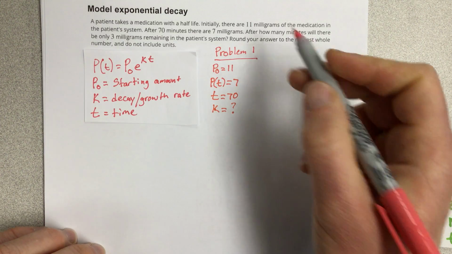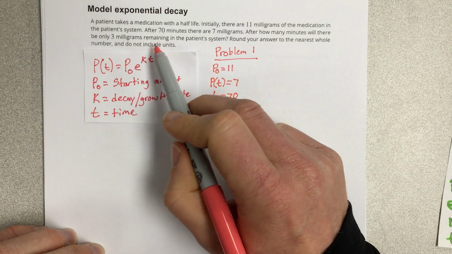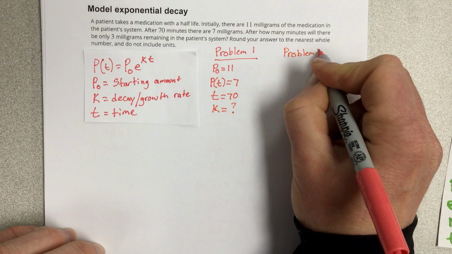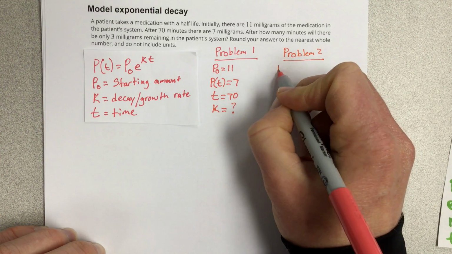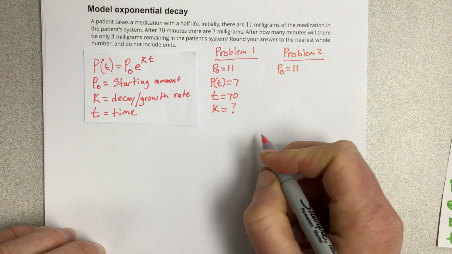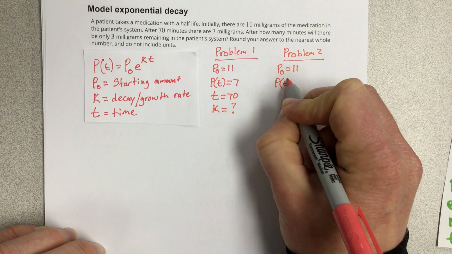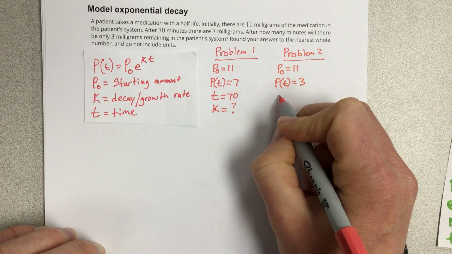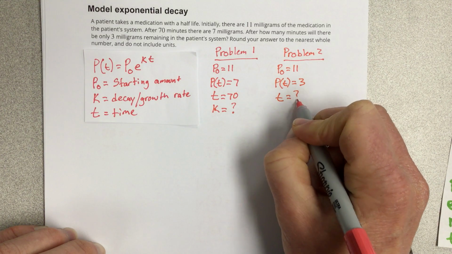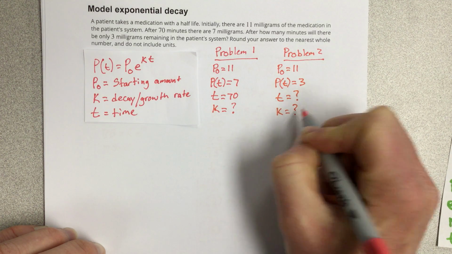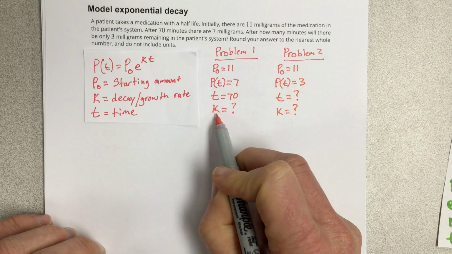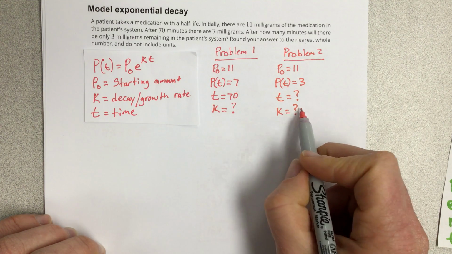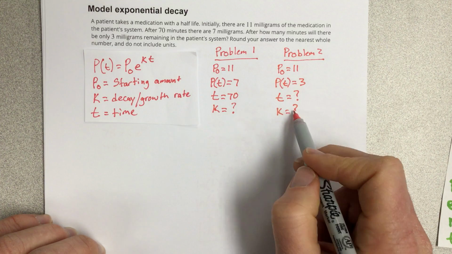Problem 2, they ask us, after how many minutes will there be only 3 milligrams remaining in the patient's system? So let's write down everything that we know about problem 2. First of all, P of 0 is going to be the same. P of t, they tell us that it's going to be 3 milligrams, so we can write that as 3. They don't give us the time, that's what they're asking us for, and they still don't give us a decay rate. So you can see that we're going to find the decay rate for problem 1 because that's one variable we don't know. We know everything else. We find the decay rate here, and then we can use the decay rate to find the second piece.